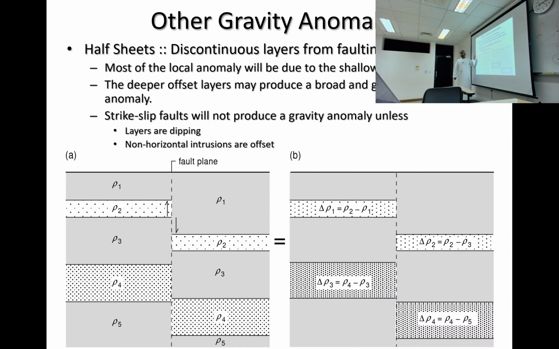What if I'm taking a measurement here? Let's assume I'm taking a measurement here. In this specific case, I assume those layers are vertical. What if they are inclined? I'm taking measurement here. What if they are inclined? Would I get an anomaly or not?